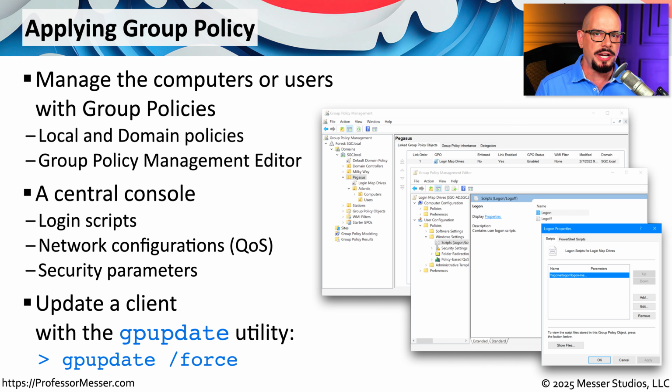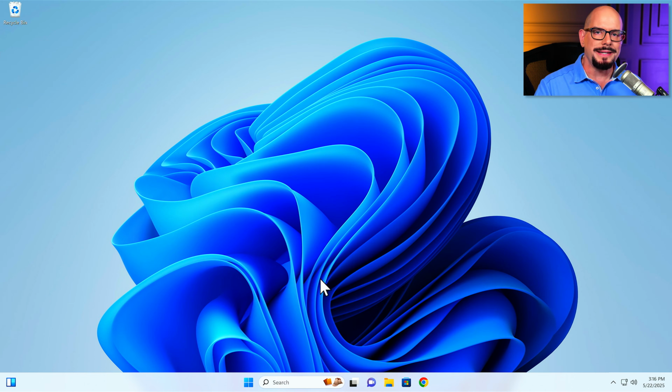When you make a policy change, it usually doesn't take effect until the user logs in again, but you can force a policy change down to a user system by using the GP update utility. This is the Group Policy Update utility, and you can force it to update a user's workstation by using the /force option. Here is Rodney's desktop.